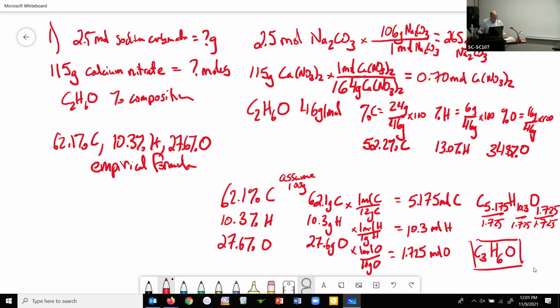Sorry, 36 plus 6 plus 16, 58 grams per mole. If the molecular weight were 116, you'd know you'd have to double that number. So you'd have to have C6H12O2 if it was a bigger molecular weight.